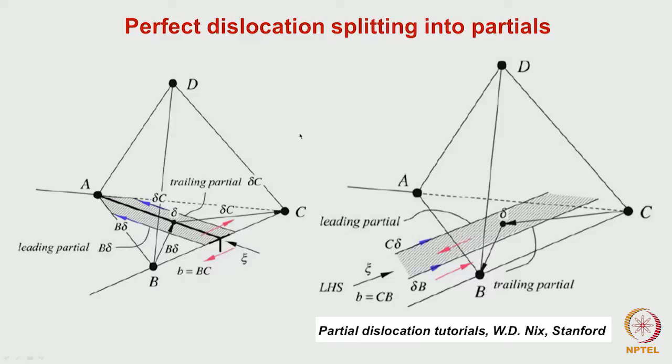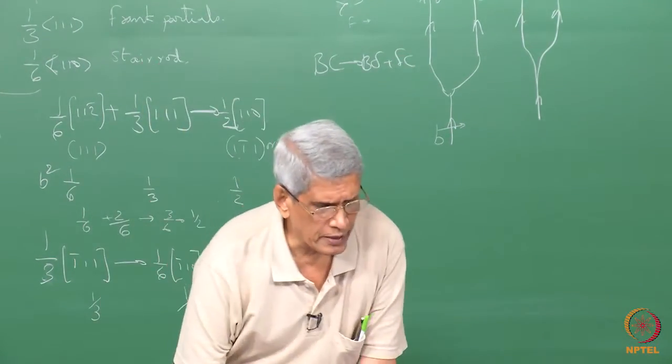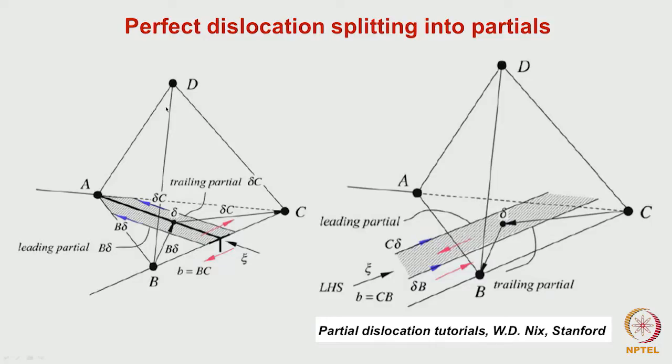Just I am showing one or two examples to illustrate why it is very important in visualization. This is a tetrahedron where an edge dislocation has split into partials. BC is the Burgers vector of the dislocation. So if BC is the Burgers vector, it splits into B delta plus delta C. This reaction, if you look at it, is all taking place within the tetrahedron. That means that B delta will create an intrinsic stacking fault. So B delta is being shown here and delta C is the one which is trailing. That's what is being marked also. B delta is the leading partial and delta C is the trailing partial.